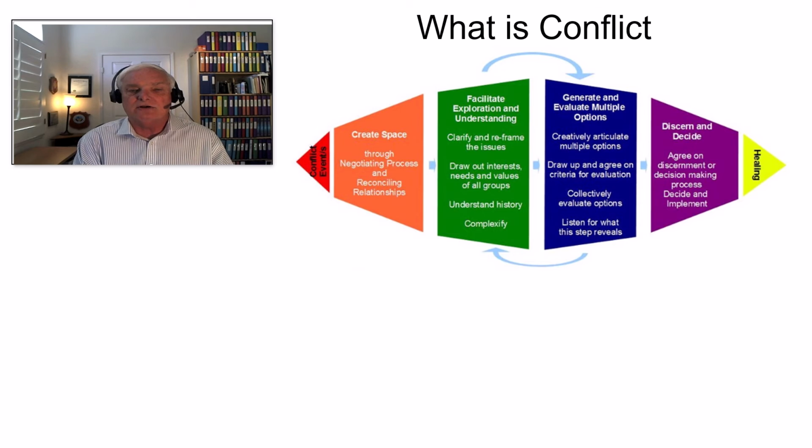But the event occurs. That's over on the one side of what looks like a football broken into different pieces. Once that event occurs, you need to create a space, a negotiating space, where you can actually have a negotiating process or look at some sort of reconciliation of the relationship. How can we do that? And this may take a facilitator or a mediator, but this is typically the process that you would go through.